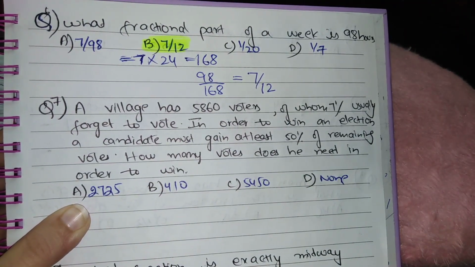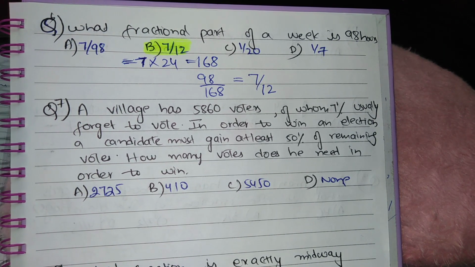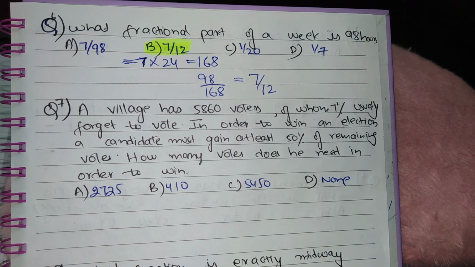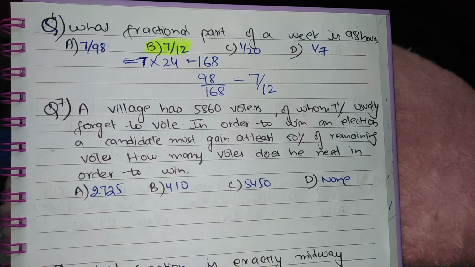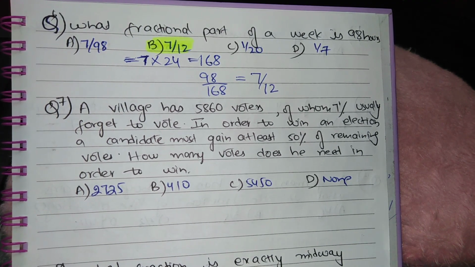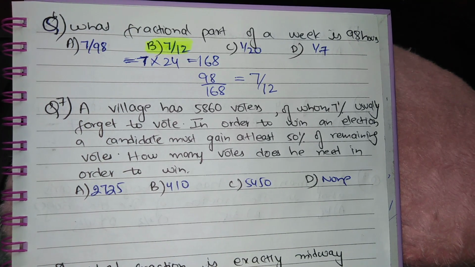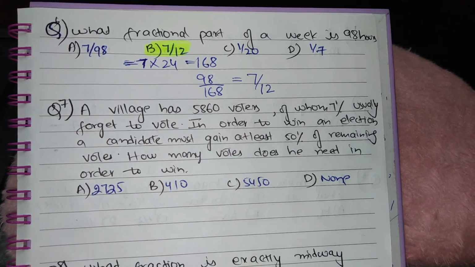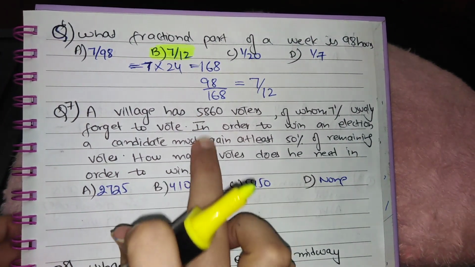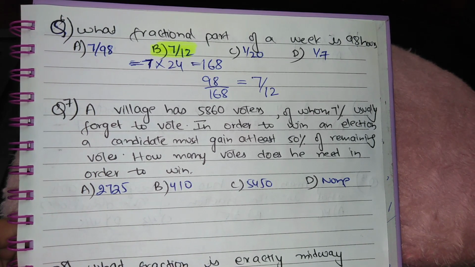Next question is, a village has 5860 voters, of whom 7% usually forget to vote. In order to win an election, a candidate must gain at least 50% of the remaining voters. How many votes does he need in order to win? In this question, first of all, we have to find the 7% of the voters who forget to vote. Then subtract that 7% from the total amount, then we will get the remaining voters who have voted.